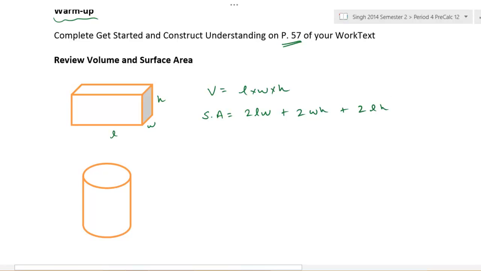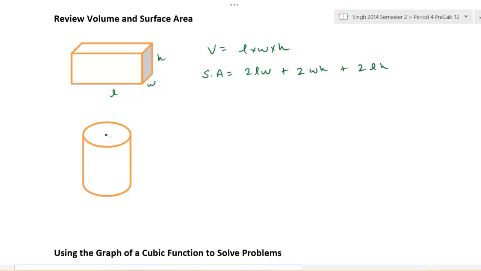You also learned about cylinders. This is the radius of a cylinder, that's the height. So the volume of a cylinder is pi r squared h, and the surface area of a cylinder is 2 pi r squared plus 2 pi r h. That's a couple of review items that you're going to need to know for this lesson.